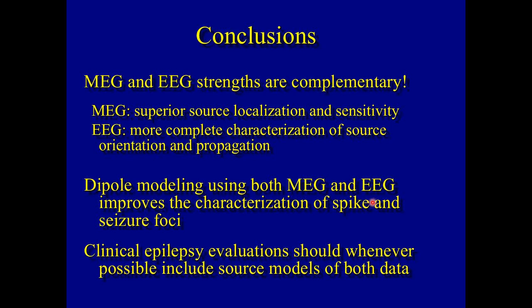So conclusions, again, the same thing. MEG and EEG strengths are complementary. MEG has superior source localization and sensitivity. EEG shows more complete characterization of source orientation and propagation. If you use both, you're going to improve your characterization of spike and seizure foci. And in my opinion, clinical epilepsy evaluation should always be done with both.